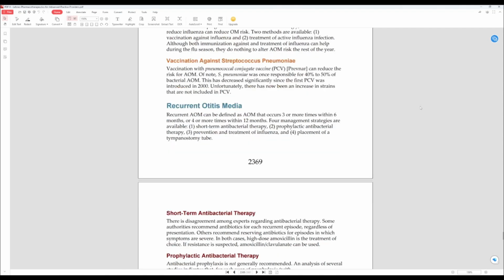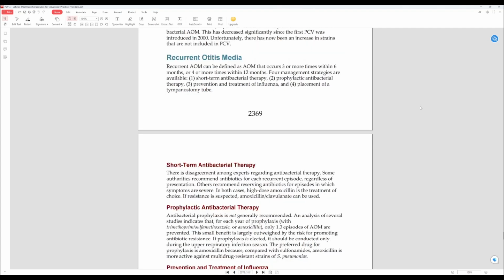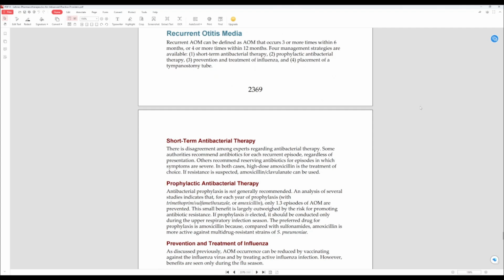Vaccination against Streptococcus pneumoniae. Vaccination with pneumococcal conjugate vaccine can reduce the risk for AOM. Of note, S. pneumoniae was once responsible for 40 to 50% of bacterial AOM. This, however, has decreased significantly since the first PCV was introduced in 2000. Unfortunately, now there has been an increase in strains that are not included in PCV. So, that now takes us to recurrent otitis media.